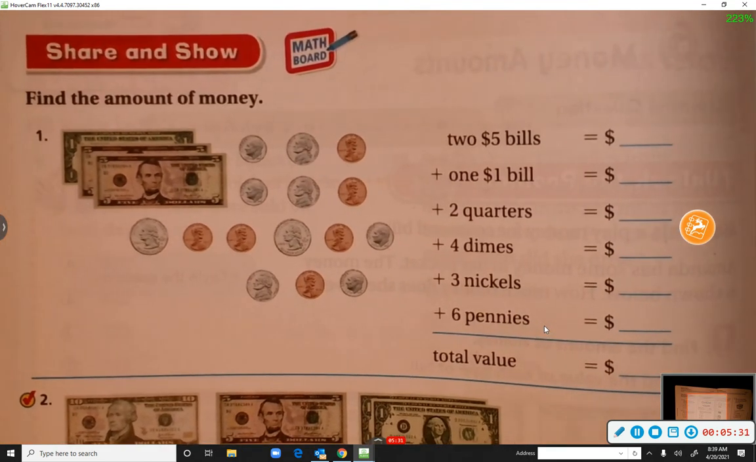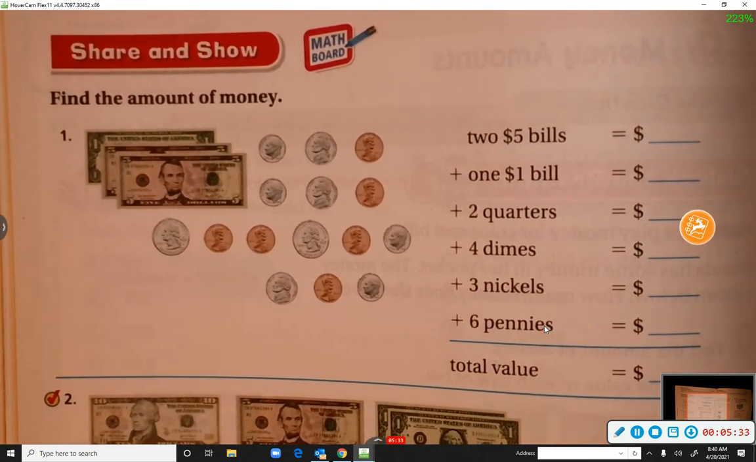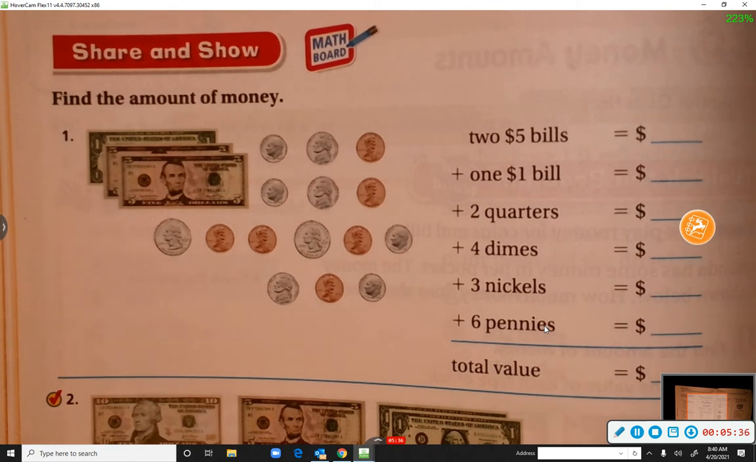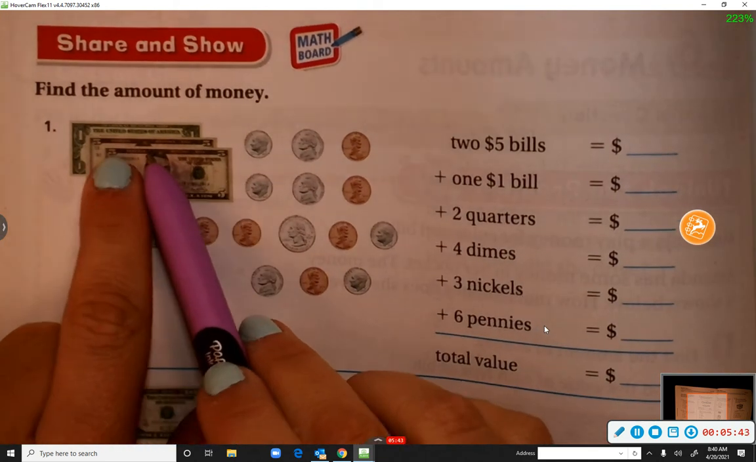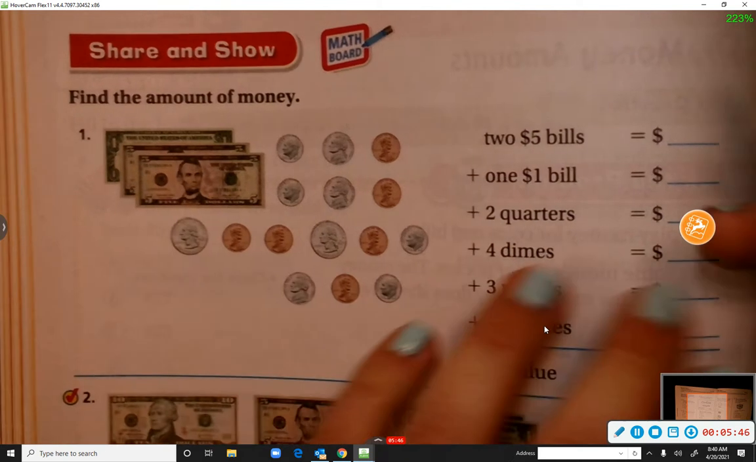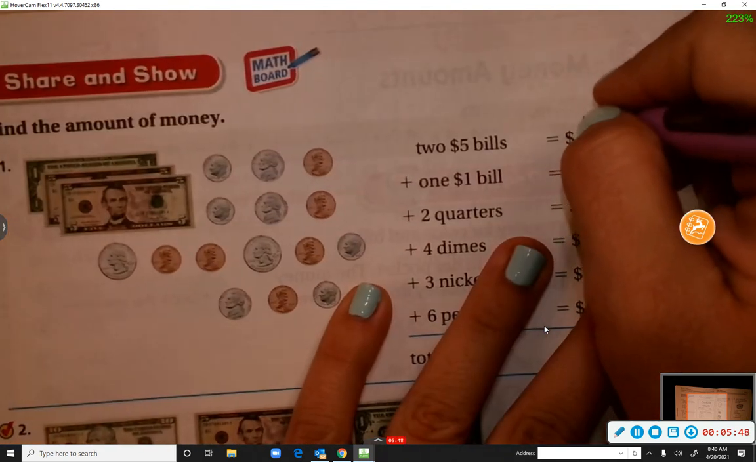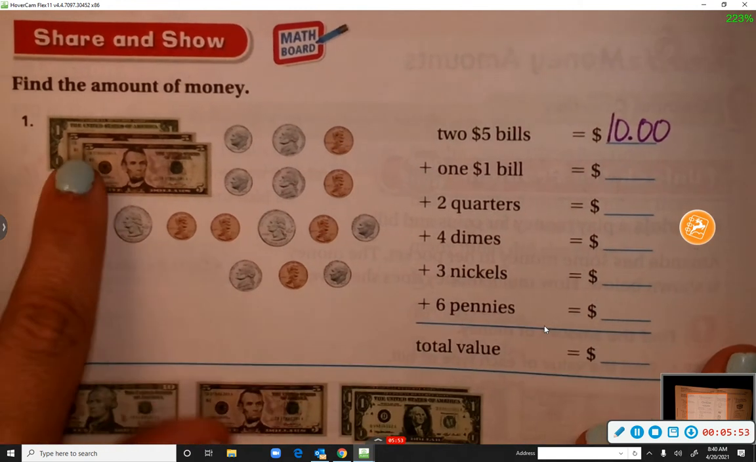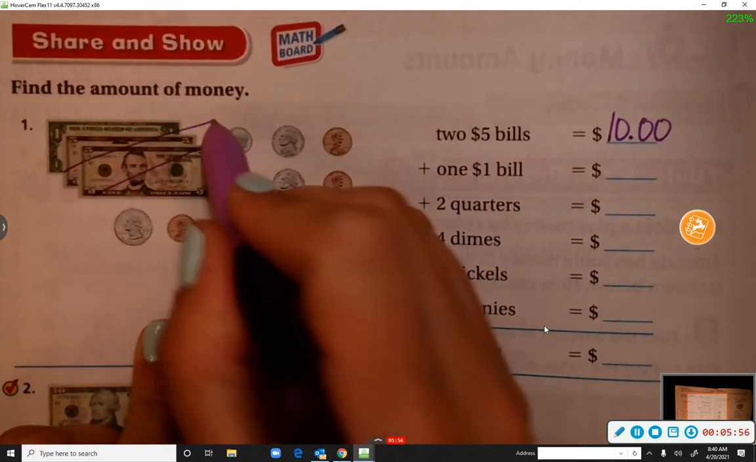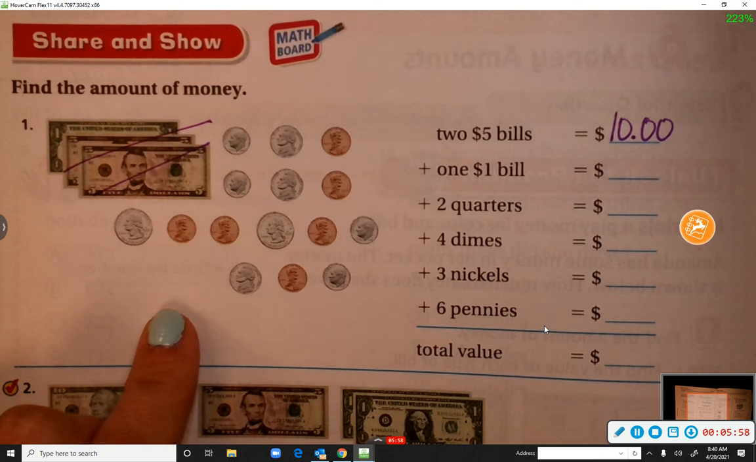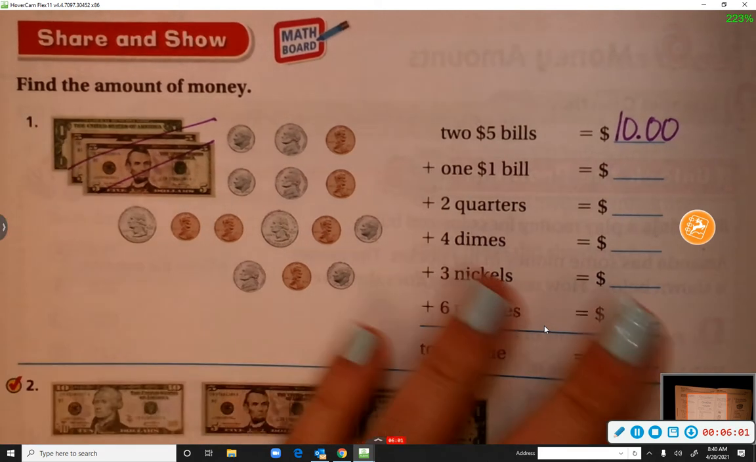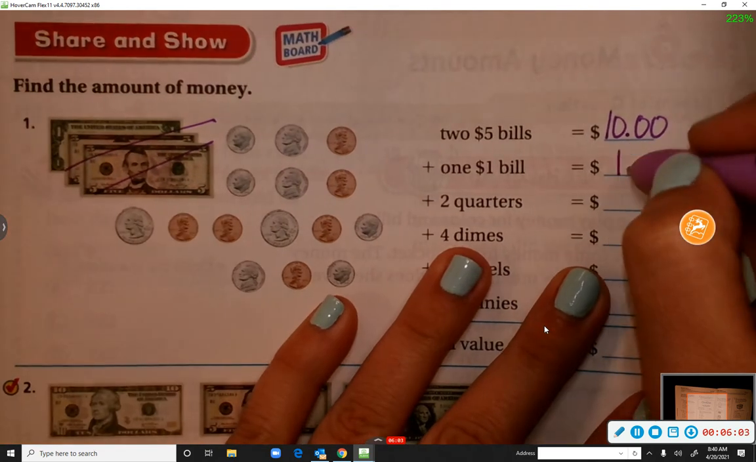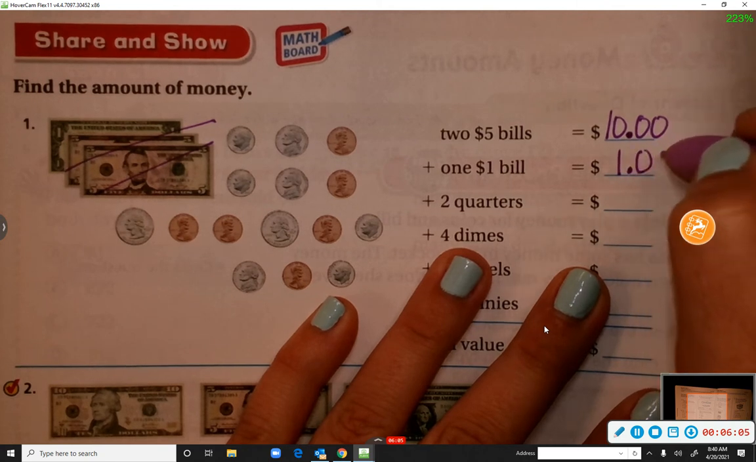Number 1 says find the money amount. Okay? So we have to do the same process. We're going to start with the highest bill and then work our way down. So I have 2 5s, which equals how much? $10. Okay, we've got the 2 5s. What comes next? Then you count the $1. The other dollar. So that's $1, and I'm making sure my decimals are lined up.